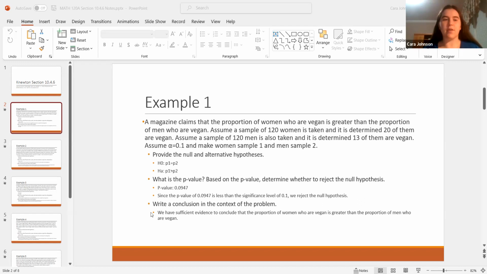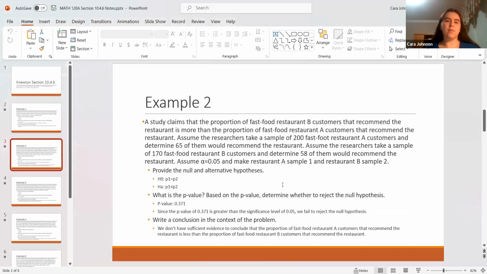All right, let's do another example. A study claims that the proportion of fast food restaurant B customers that recommend the restaurant is more than the proportion of fast food restaurant A customers that recommend the restaurant. And then we have our samples there. So I told you B is greater than A, but A is sample 1. So my alternative is actually going to be less than. If B is greater than A, that means A is less than B. Now I'm going to go to Rguroo and show you how to put it in.